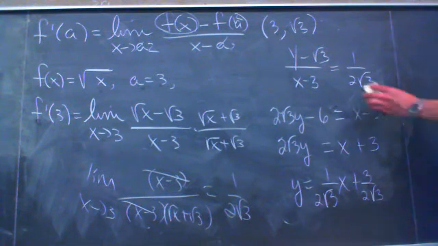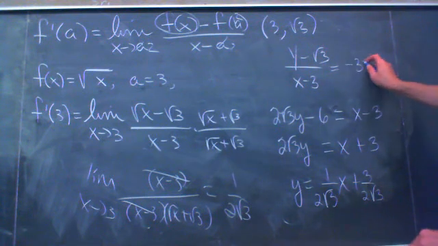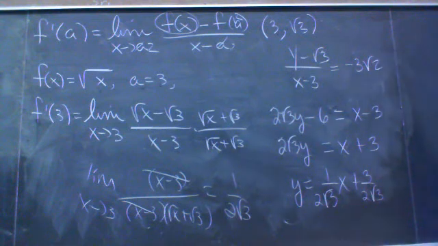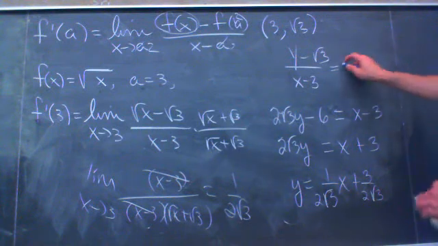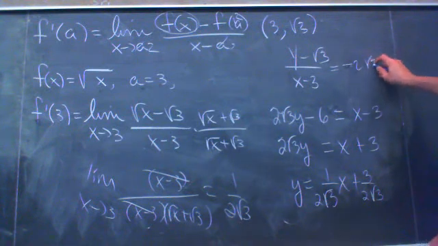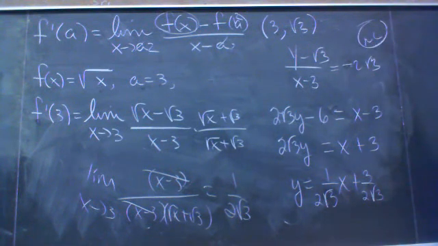The normal line would have the negative reciprocal slope, negative 2 root 3, sorry. Negative 2 root 3 would be the normal line setup. Okay, that's the alternate form.